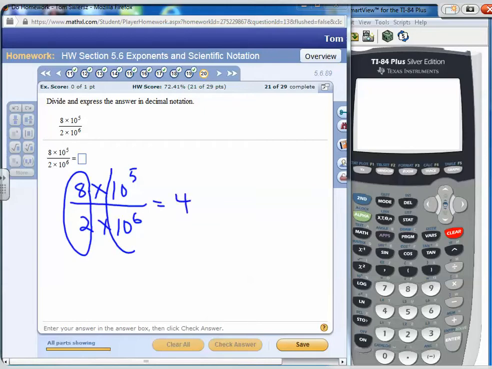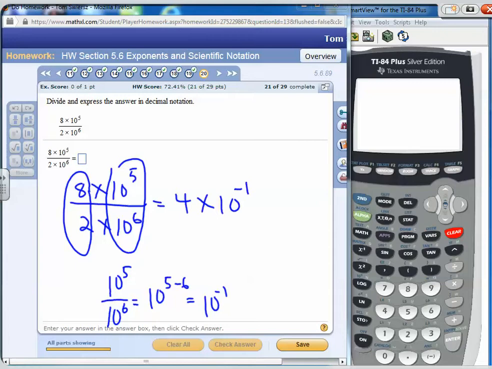And then the powers of 10, 10 to the 5th divided by 10 to the 6th. Dividing, so we're going to subtract the exponents. 5 minus 6 is -1. So it would be 4 times 10 to the -1.